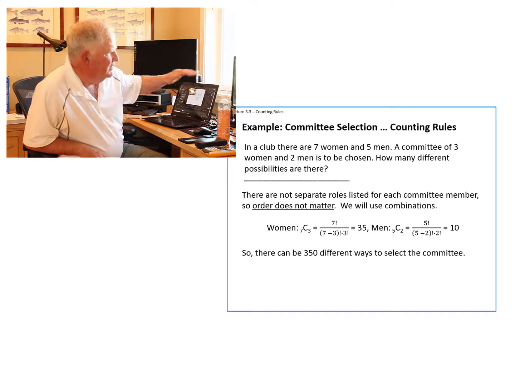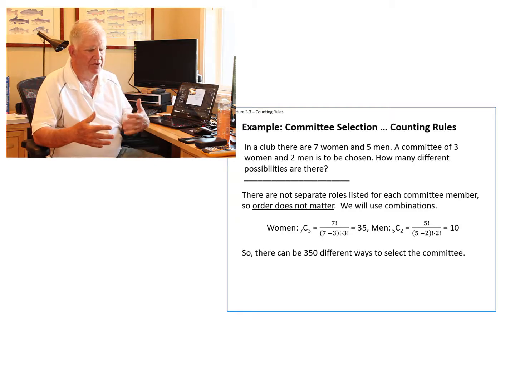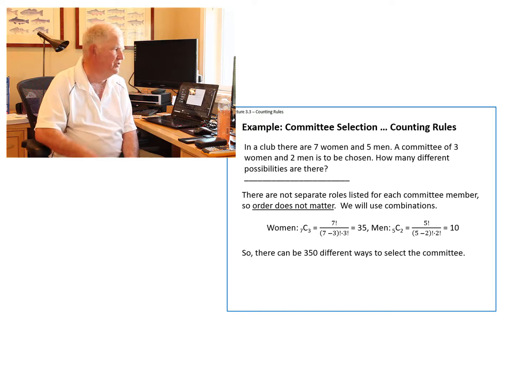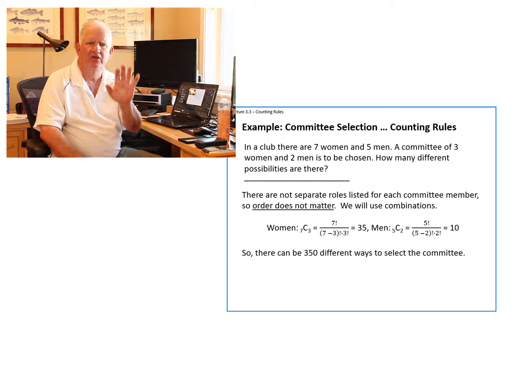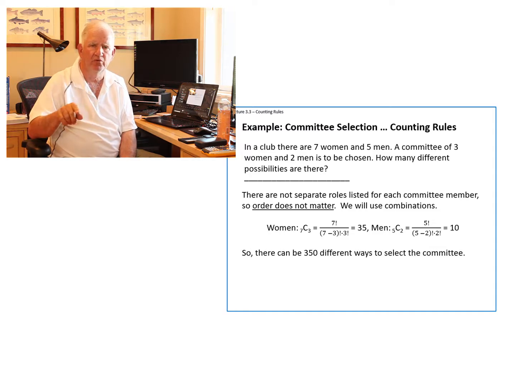So the first thing is there are not separate roles listed here for each committee member, meaning that within the committee there's no hierarchy, there's no order. All right, order is not important, and that drives you to calculate combinations rather than permutations. So what you want to do is find out how many groups of 3 women out of 7 there are, how many groups of 2 men out of 5 there are, multiply those two together, and by the fundamental rule of counting, that's the total number.